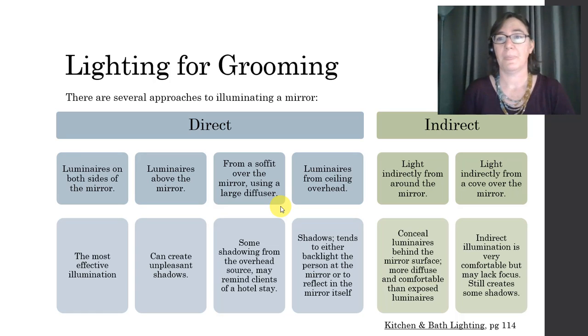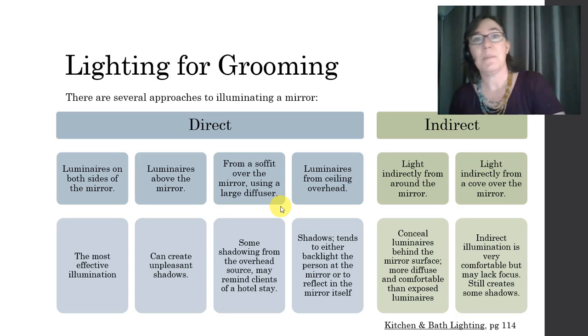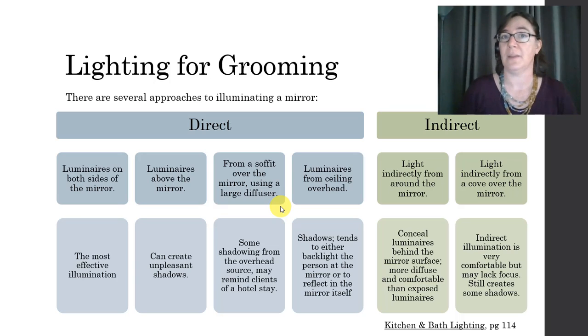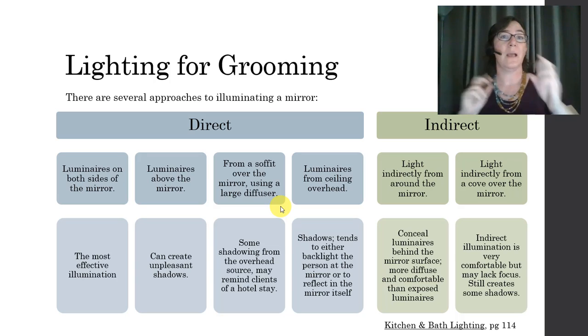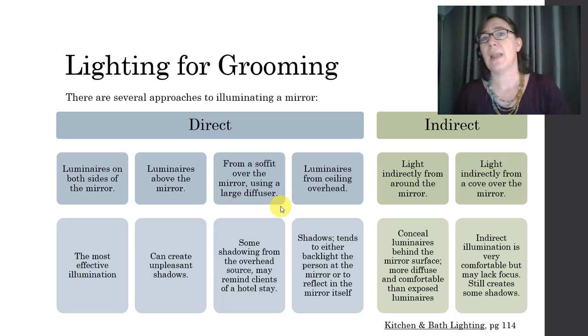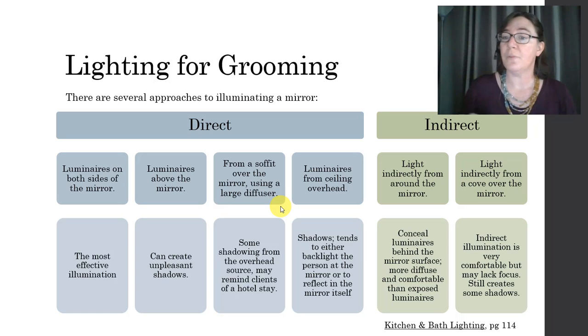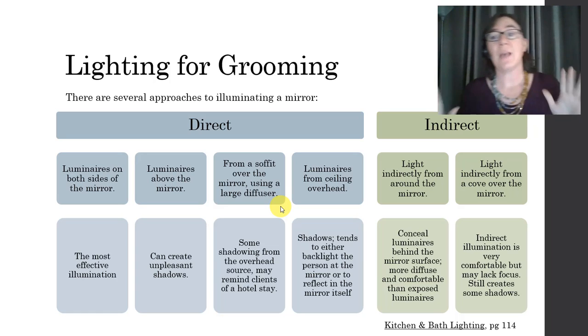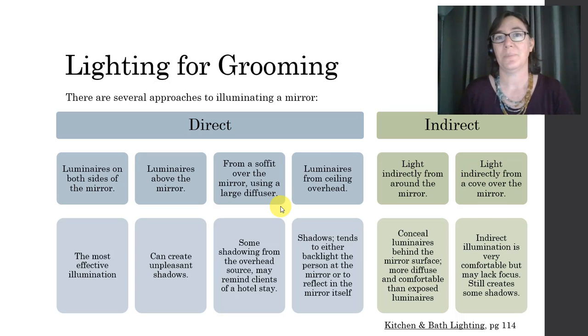Let's move on to indirect lighting. A common and effective indirect lighting method is to tuck lights behind the mirror surface, and then they bounce out around the wall and come around to a diffuse but from the front lighting system. And that works pretty well. Also, you can light indirectly from a cove over the mirror, and this is comfortable because it's indirect, but there might be some shadows and you might not get the strong and focused light that you need.